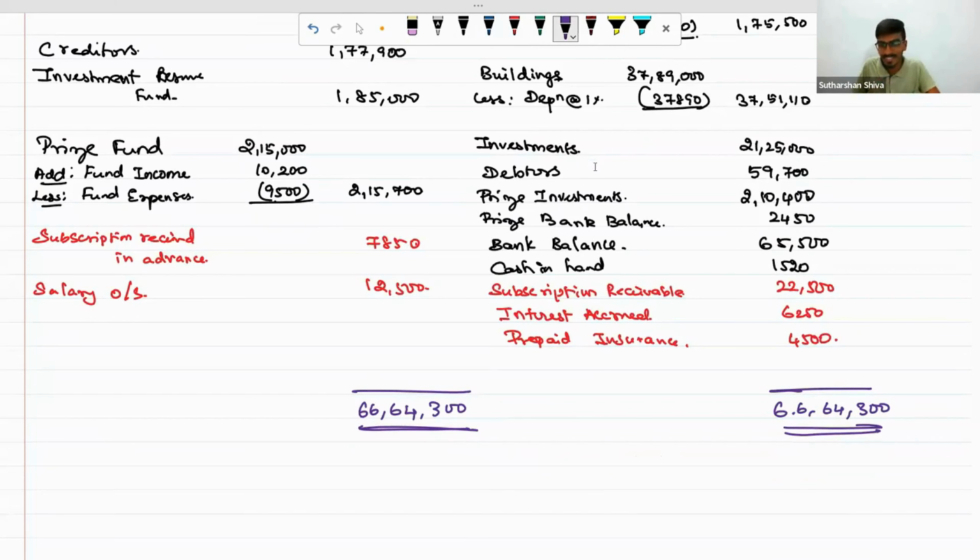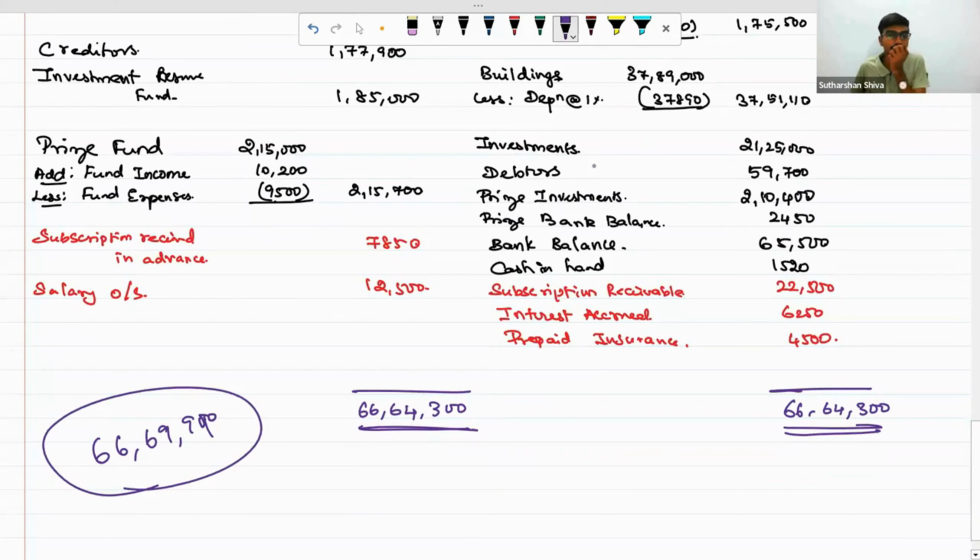But actually, the important point is, it is not as per the answer key. What is the answer key value? It is 66 lakh 69,990. Okay, why is there a difference? Can anyone answer me? This is the actual answer as per the institute's suggested answers, but we are getting this answer. It is tallied anyhow. How? Can anyone tell me?